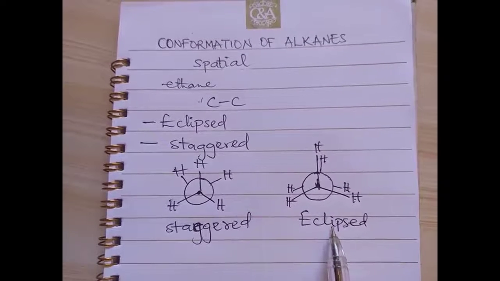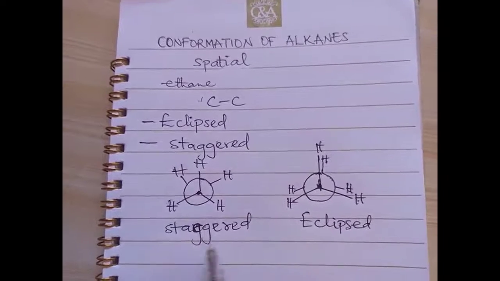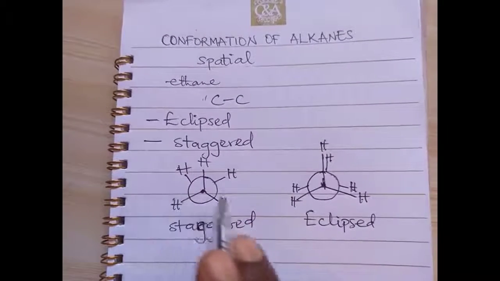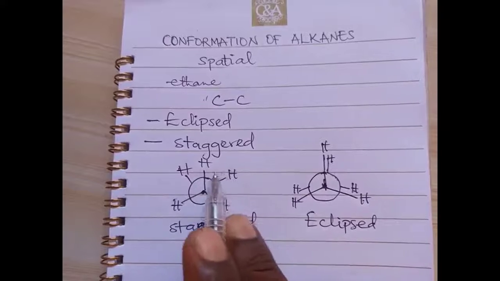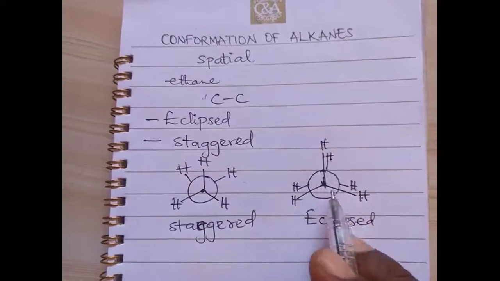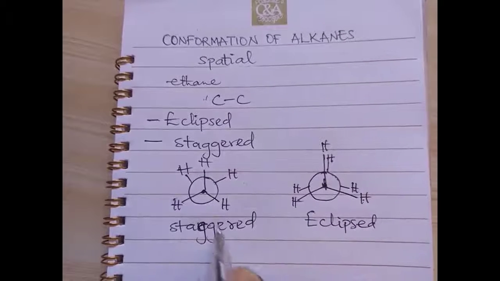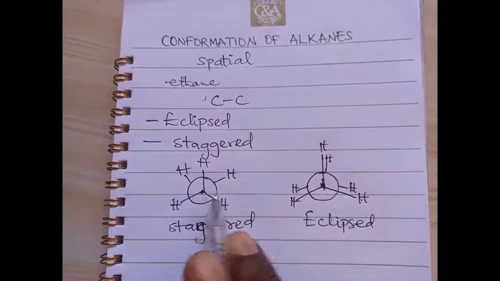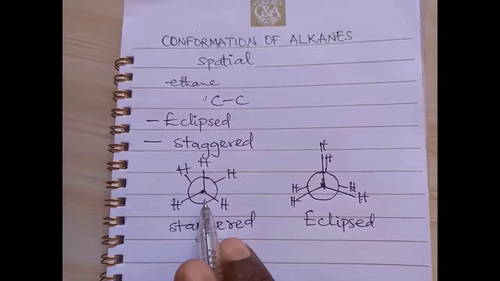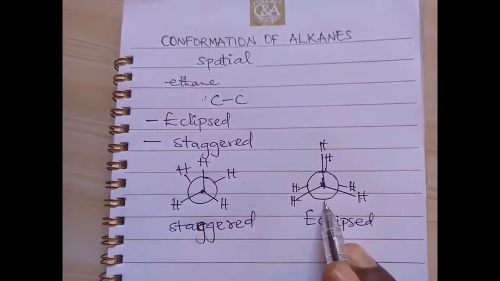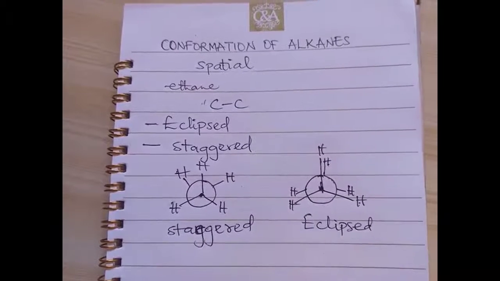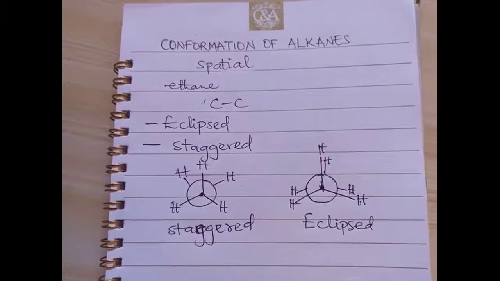Eclipsed conformation of ethane. So here in staggered, the hydrogen atoms are placed as far as possible from each other. Here they are as close as possible. Now the staggered is more stable than the eclipsed. Since it is more stable, it has the least energy. Since this is less stable, it has higher energy than staggered.